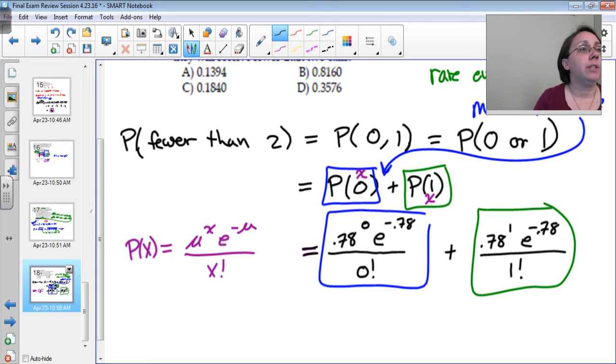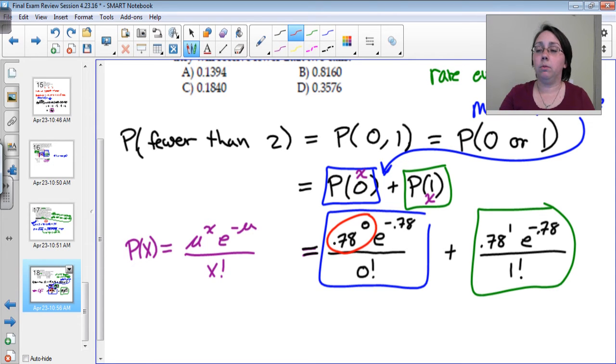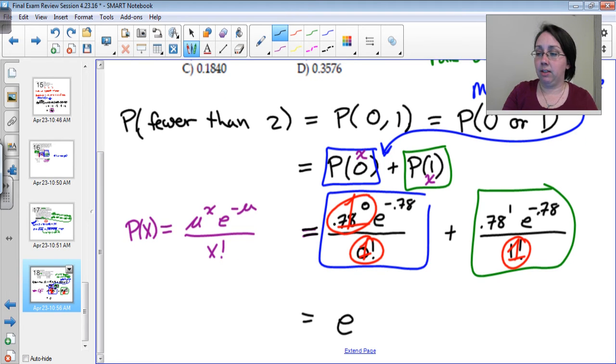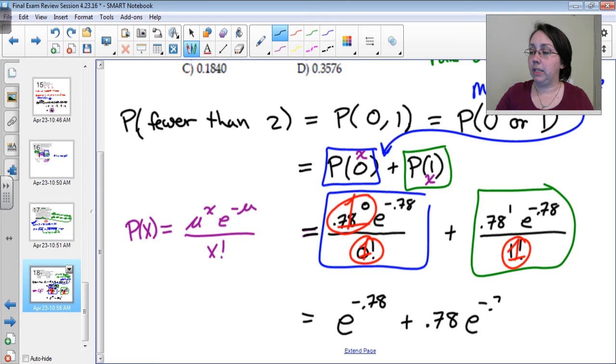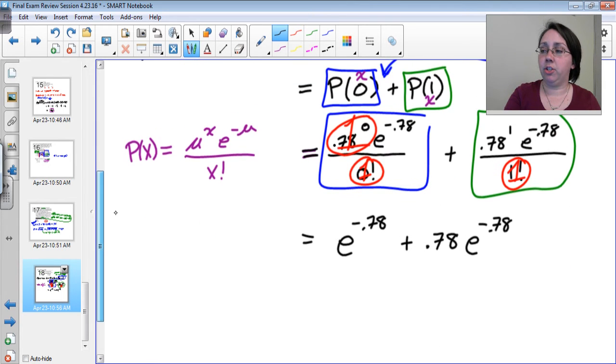Before you punch this in your calculator, do a little bit of simplifying. If you have 0.78 to the 0 power, what does that equal? 1. Does it do anything? No, it's just multiplying by 1. That's gone. What is 0 factorial by definition? It's 1. If it were 0, it'd be undefined, so that doesn't work. What about 1 factorial by definition? 1. So we can simplify this for calculator purposes to e to the negative 0.78 plus 0.78, the 1 power doesn't do anything, times e to the negative 0.78.